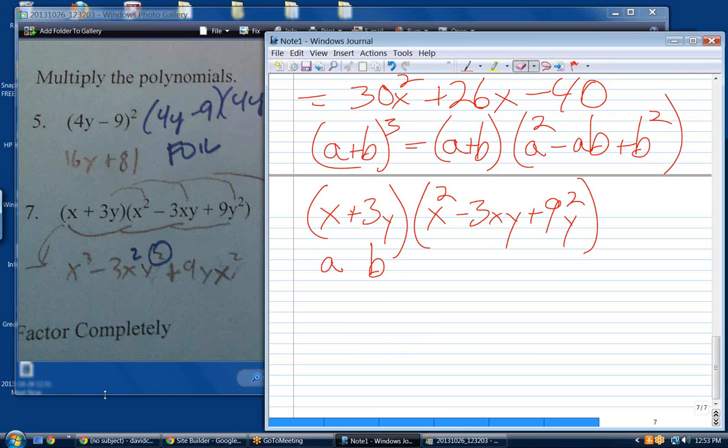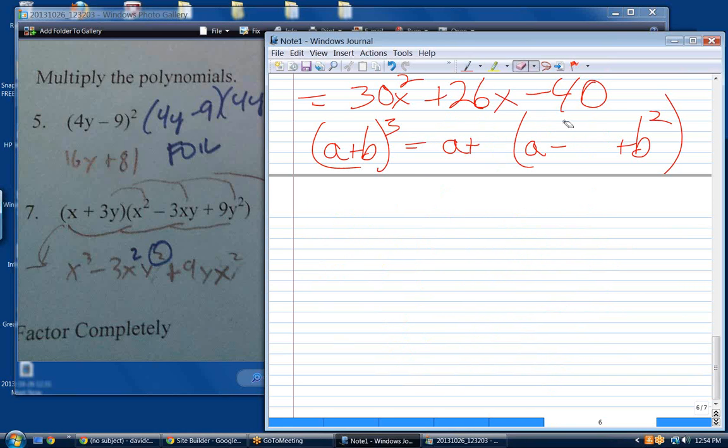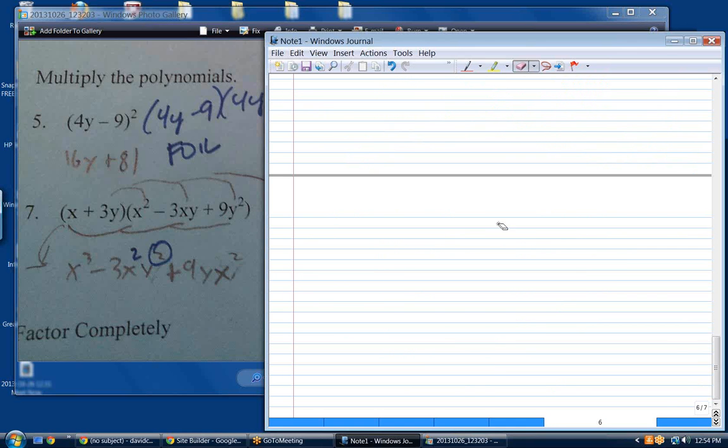I lost my train of thought as to what I was thinking of there. Let's see, I know that's a plus b cubed, but that's not the answer we got. We got x cubed plus 9y squared. So what we got was a cubed plus b cubed. All right. Let's not worry about that. We did it right. We get the shortcuts. I'm not sure what I was seeing there, but all right.